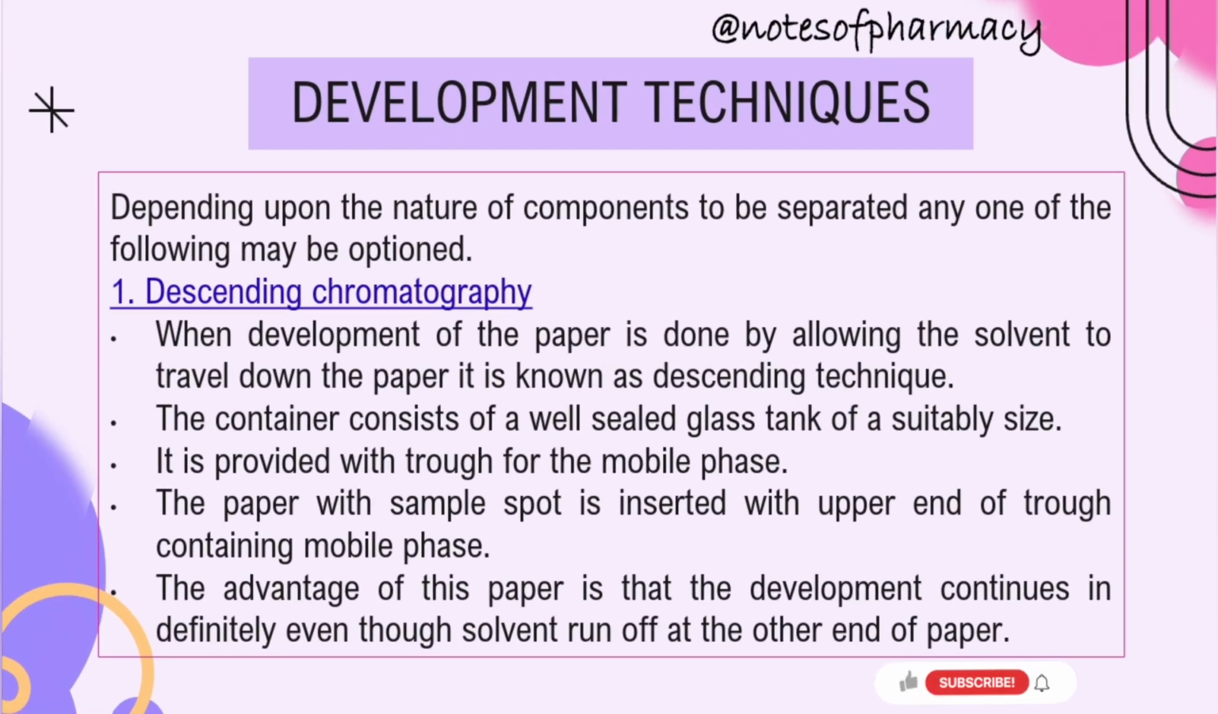Coming to the development techniques. Depending upon the nature of components to be separated, any one of the following may be opted. In descending chromatography, when development of the paper is done by allowing the solvent to travel down the paper, it is known as descending technique. The container consists of a well-sealed glass tank of suitable size. It is provided with a trough for the mobile phase. The paper with the sample spot is inserted into the upper end of the trough containing the mobile phase. The advantage of this technique is that development can continue indefinitely, even though the solvent runs off at the other end of the paper.